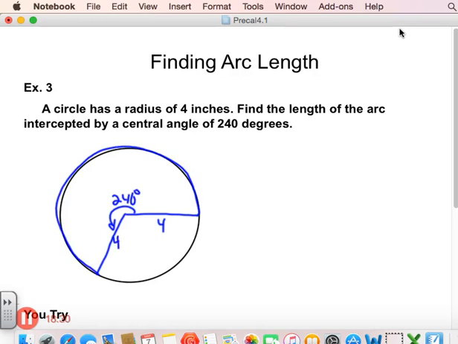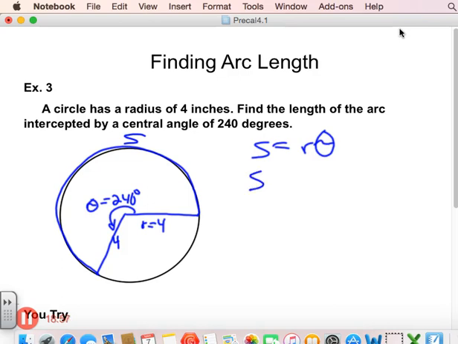Okay, so there's a formula to do arc length. It's a pretty basic formula. The arc length is just the radius times the angle in radians. So that theta right there has to be in radians. So S is arc length, of course radius is R, and then theta is your angle, but it's got to be your angle in radians.